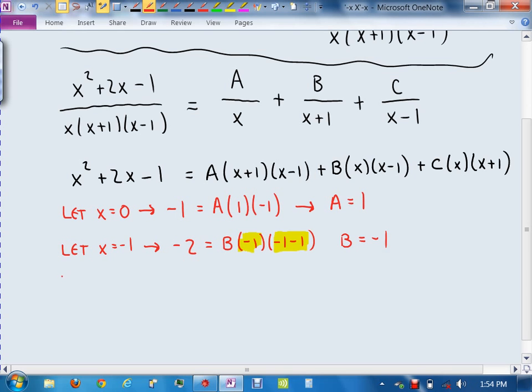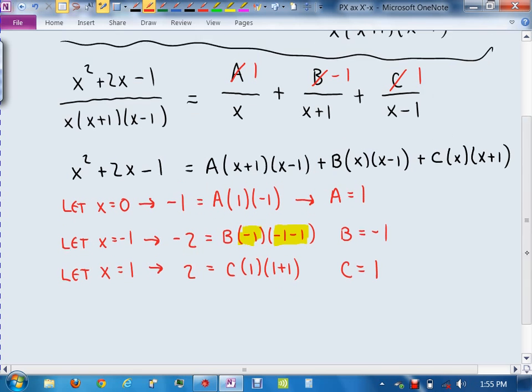And finally, to try and get C, I'm going to let X be what? 1. Nobody has a question as to why I'm choosing my X's that way? Because that's the most critical part of everything. Okay, you're just doing it? All right, let's plug 1 in. What do you get, 2? Equals, everything's gone except the C times 1 times 1 plus 1, so 2. So C is 1 also. Beautiful. So I know my A is 1, my B is -1, my C is 1.